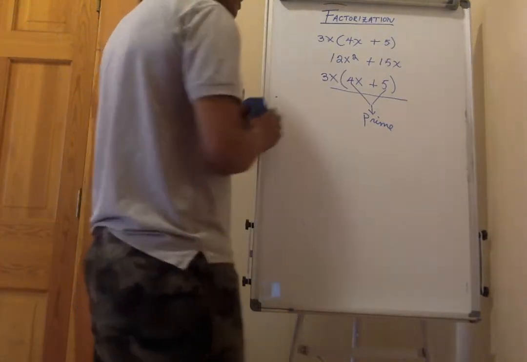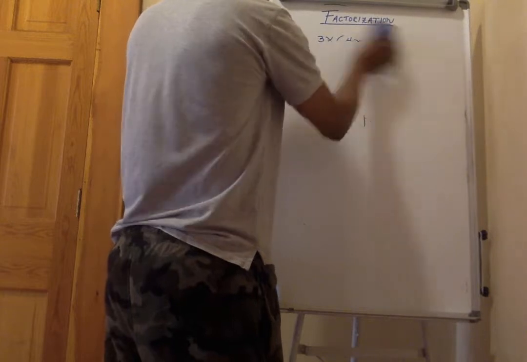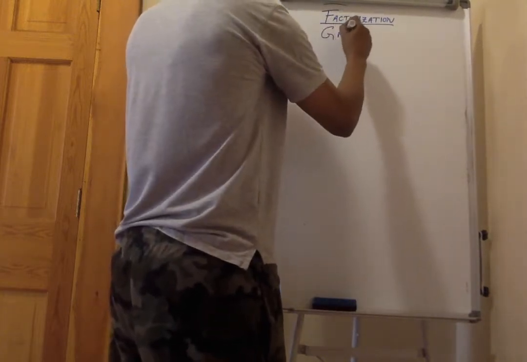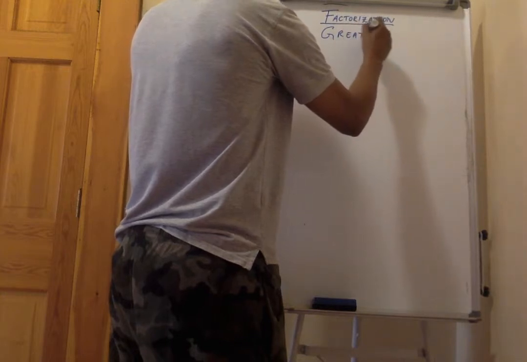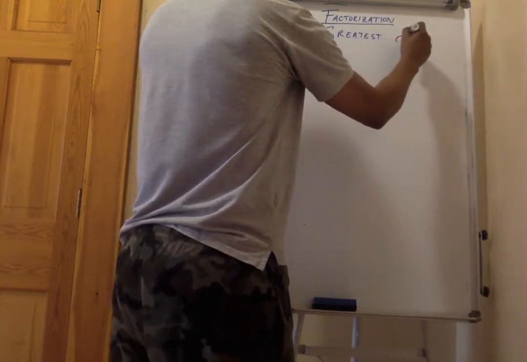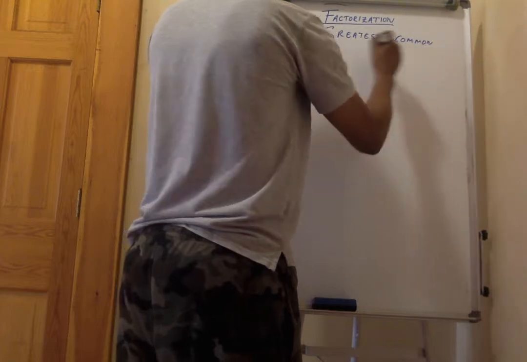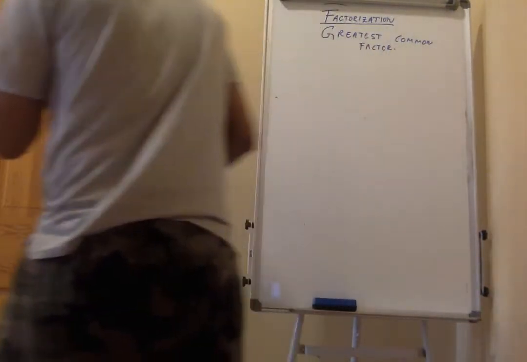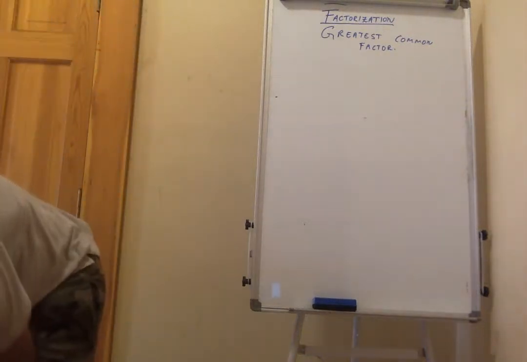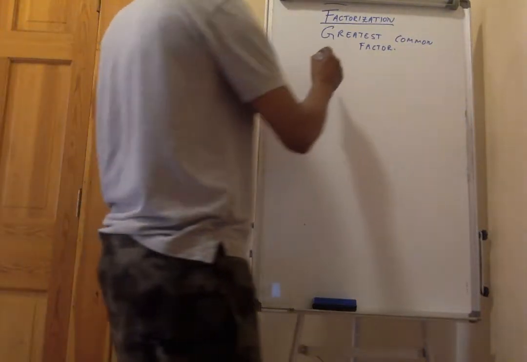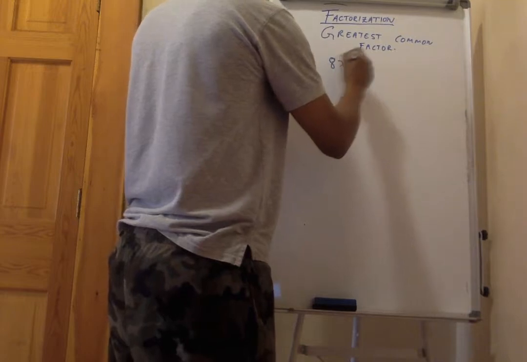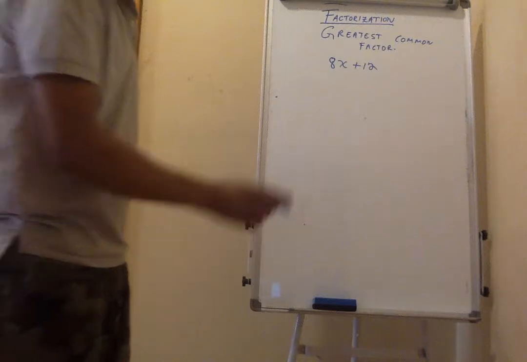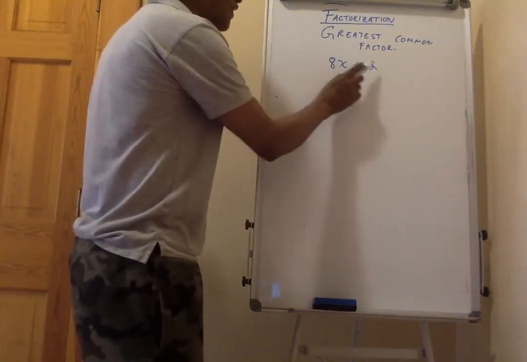Okay? So let's start with doing the greatest common factor. So I'm going to throw some examples in there. Let's see what we can do. Suppose you have 8x plus 12 and you are asked to find the greatest common factor. Then go ahead and find the factors of 8 and 12.